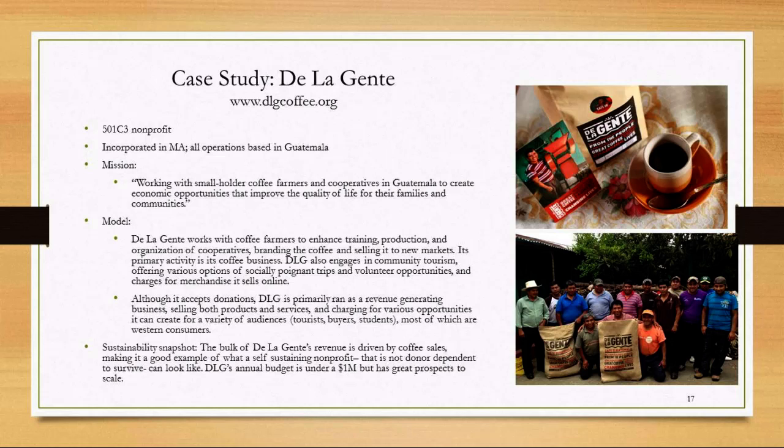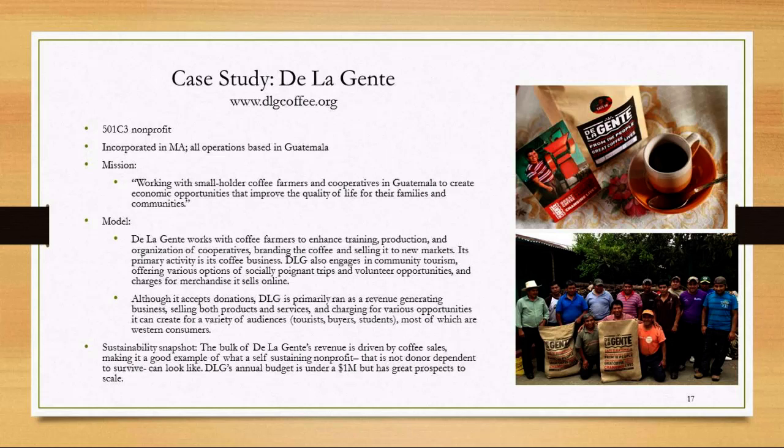What De La Gente does on a fairly small annual budget, under $1 million, which is really quite small. I know they're growing, but I just wanted to show you the difference between how large a social enterprise nonprofit can be, such as Root Capital, and how small and nimble it can be, such as De La Gente. Primarily what they do is sell the coffee that they help the co-ops with. So they do a lot of financial literacy training, production training, organizing and selling, but also branding and marketing of the coffee, which is a very significant factor.